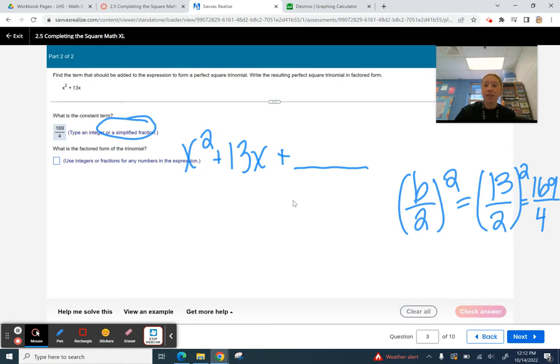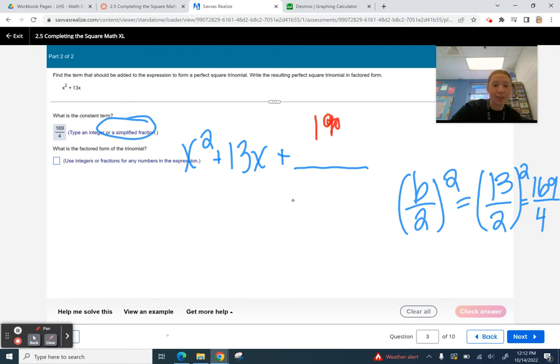Okay, now it says, what's the factored form of this trinomial? Well, no, I don't know where the eraser is. Oh gosh, that wasn't the eraser. I don't want to clear my whole screen though. Oh, there we go.